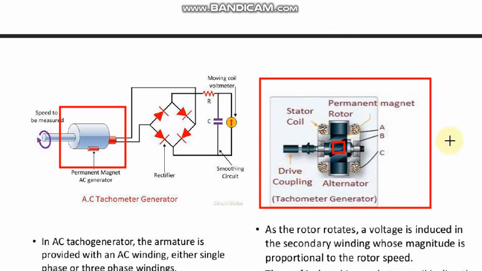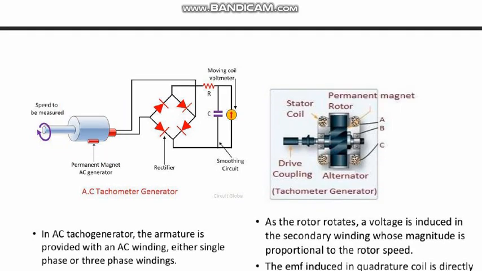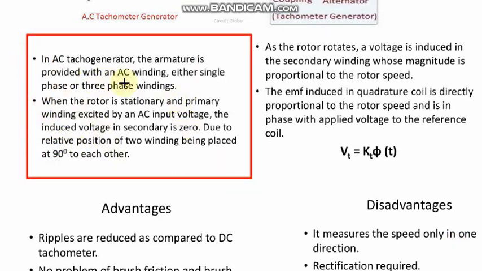Okay, so let us watch it theoretically. Now the working is, in an AC tacho generator, the armature is provided with an AC winding. Just now I have shown you the armature is actually the stator here, and in the stator there are AC windings, either single phase or three phase windings. For heavy application, for high speed, we can use three phase windings.